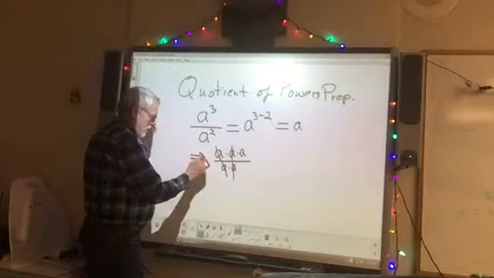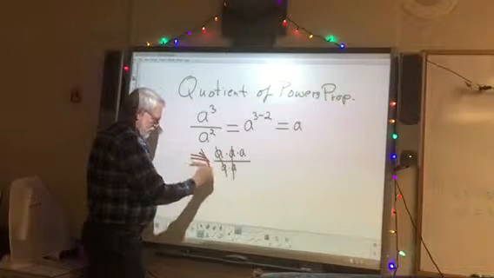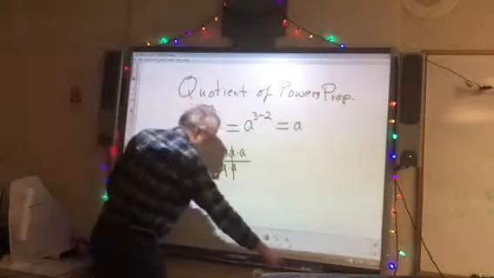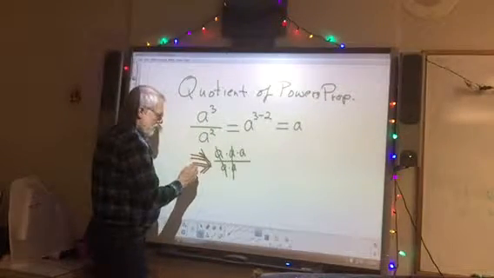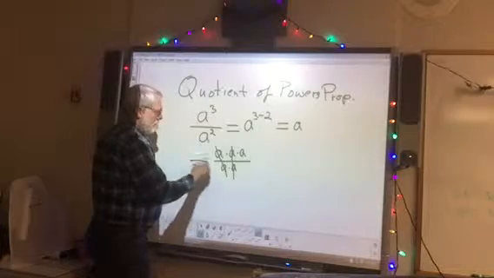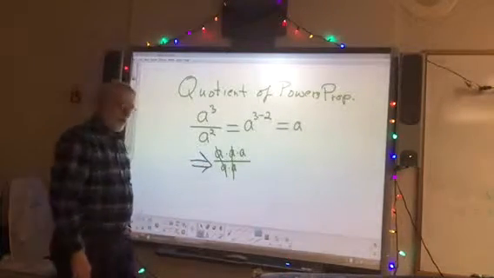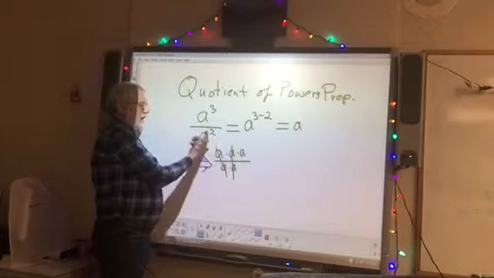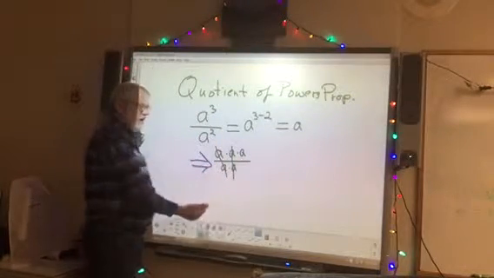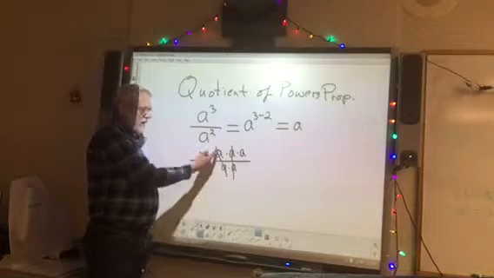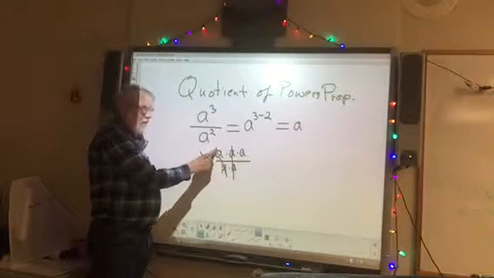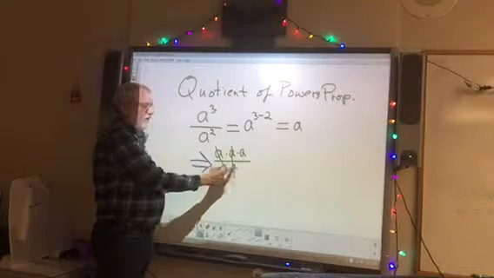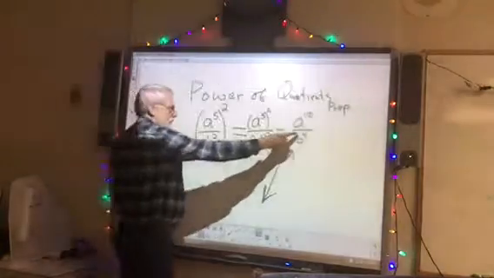Let's play with colors here. Another way of looking at it is, what is a to the third? It's a times a times a. What is a squared? A times a. And these are factors, so we can actually cancel out the ones. So this is a 1, this is a 1. That leaves a by itself.